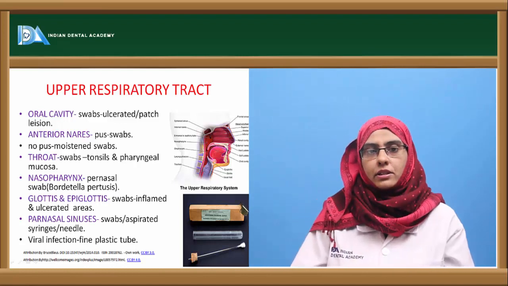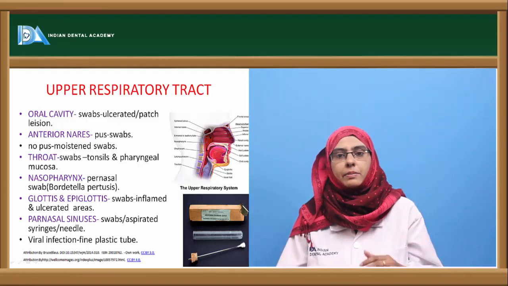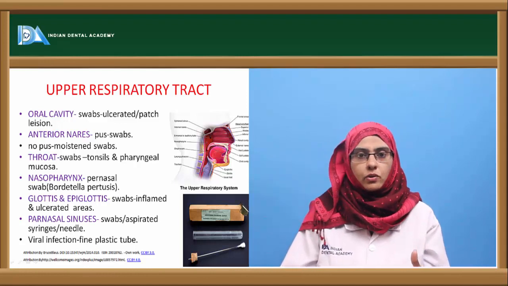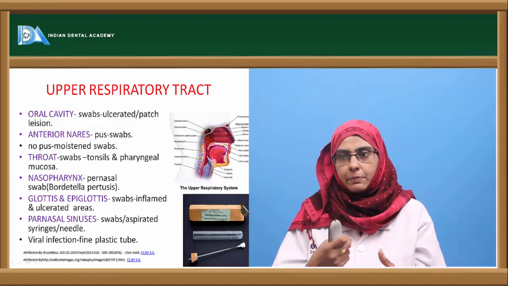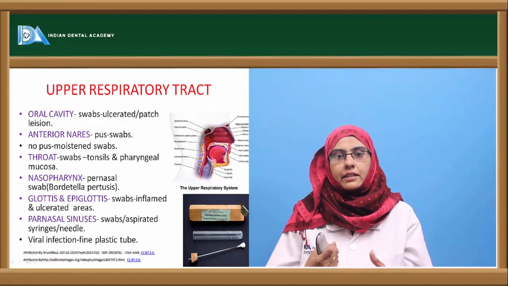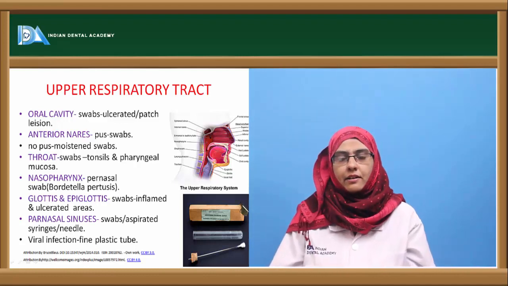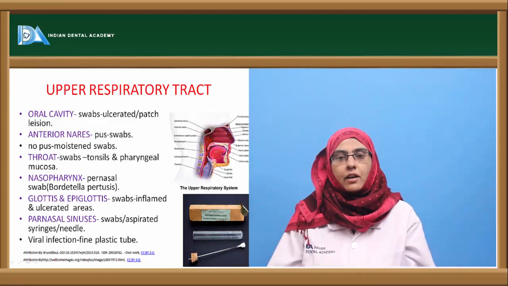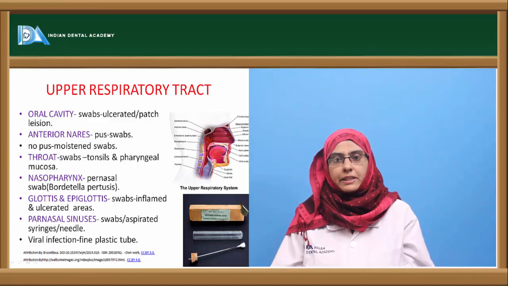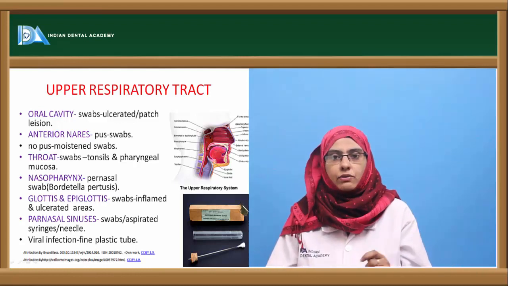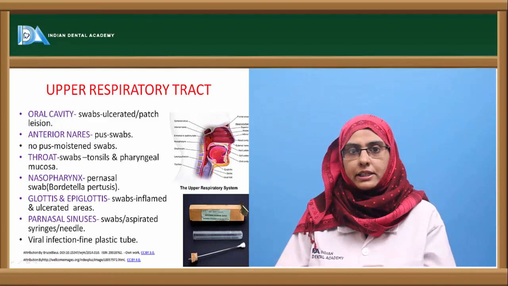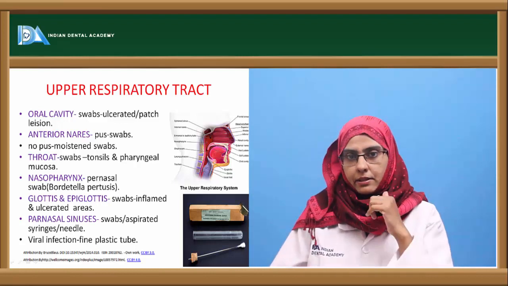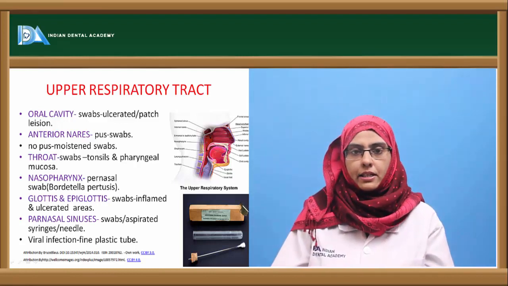Now coming to the throat, here the patient is asked to open the mouth wide, then the tongue is depressed, and the swab is taken to collect the specimen from the tonsils and the pharyngeal mucosa. Now coming to the nasopharynx, here a special type of pernasal swab is used to collect the organisms involved in respiratory diseases such as Bordetella pertussis.